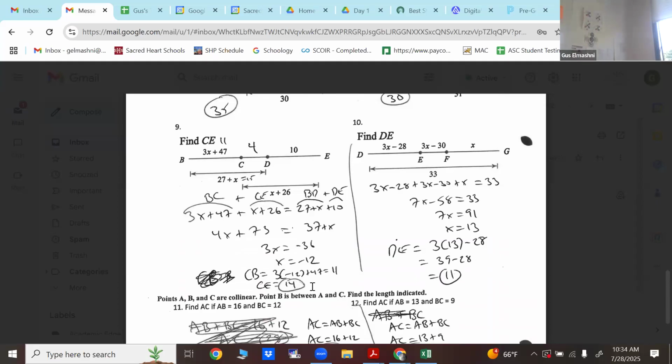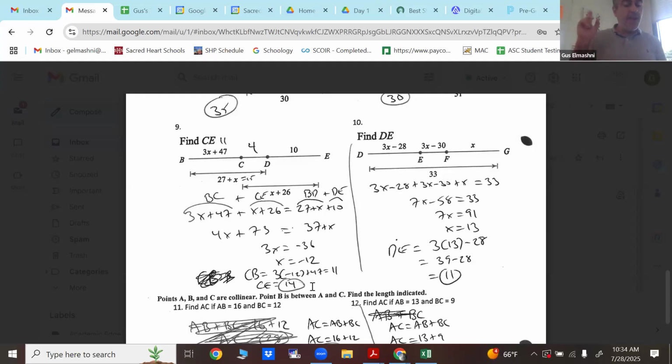I got 14. Yep. So remember, BC plus CE is the whole thing, right? BD plus DE is also the whole thing. Well, I have BC and CE. CE is x plus 26, BC is 3x plus 47. Cool, I got that. I got BD, which is 27 plus x. I got DE, which is 10. So those have to equal each other, right? Because BC plus CE is BE. BD plus DE is BE as well. Because C lines up, B lines up. Cool, we're all good. Awesome.